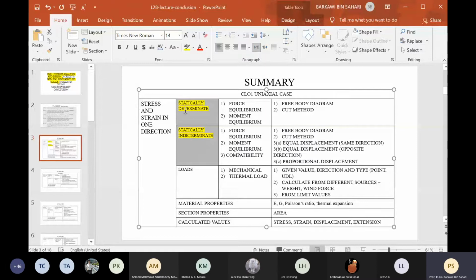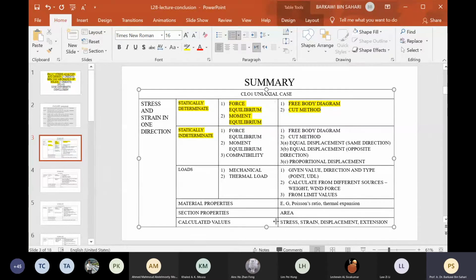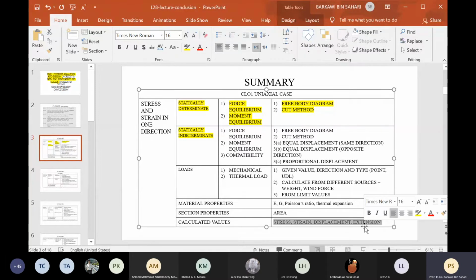You should be able to recognize which one is statically determinate, which one is statically indeterminate. Now for the statically determinate, you only need equilibrium of forces and moments. And the way to do this is to develop the free body diagram and use the cut method. So if you cut to form a free body diagram by the cutting method, apply force and moment equilibrium, you can solve the problem. What is it that you want to calculate? Stress, strain, displacement, and extension. So if you can solve these calculated quantities using this, then it is statically determinate.